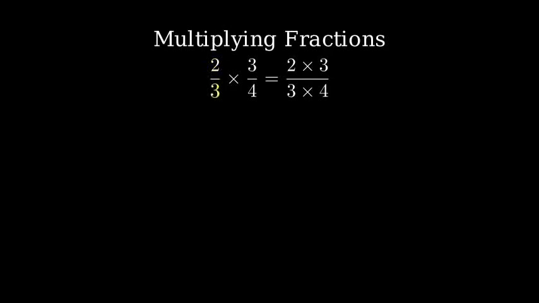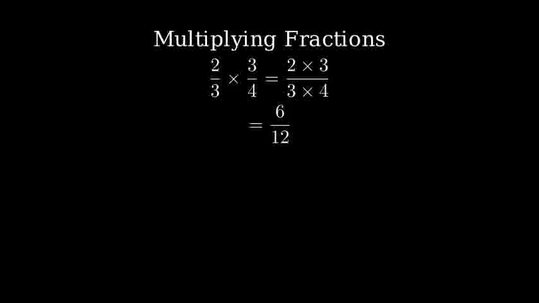We multiply the numerators together to get the numerator of the result, and multiply the denominators together to get the denominator of the result. Here, the numerator becomes 2 times 3, since we have 2 in the first fraction and 3 in the second fraction. The denominator becomes 3 times 4. Now, let's do the multiplication. When we multiply the numerators and the denominators, we get 6/12.